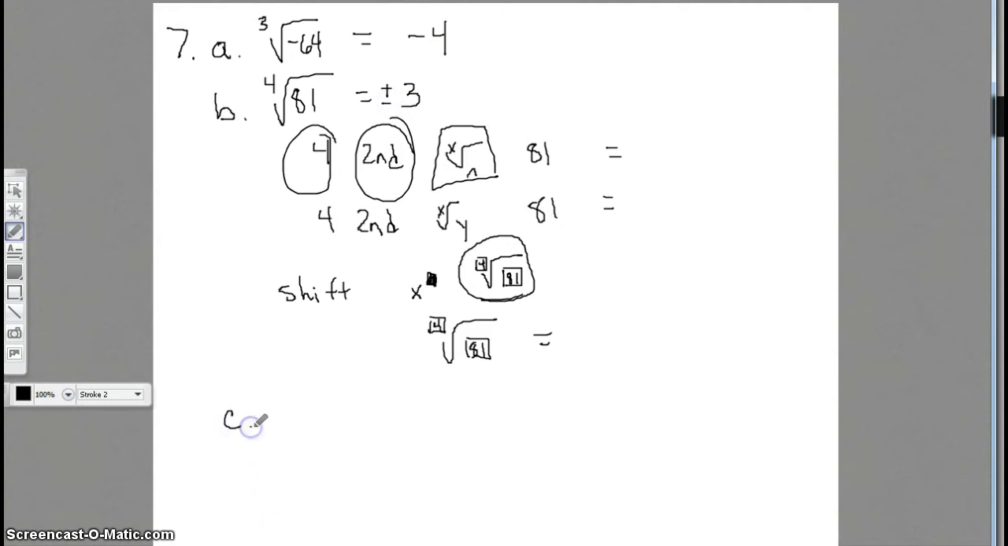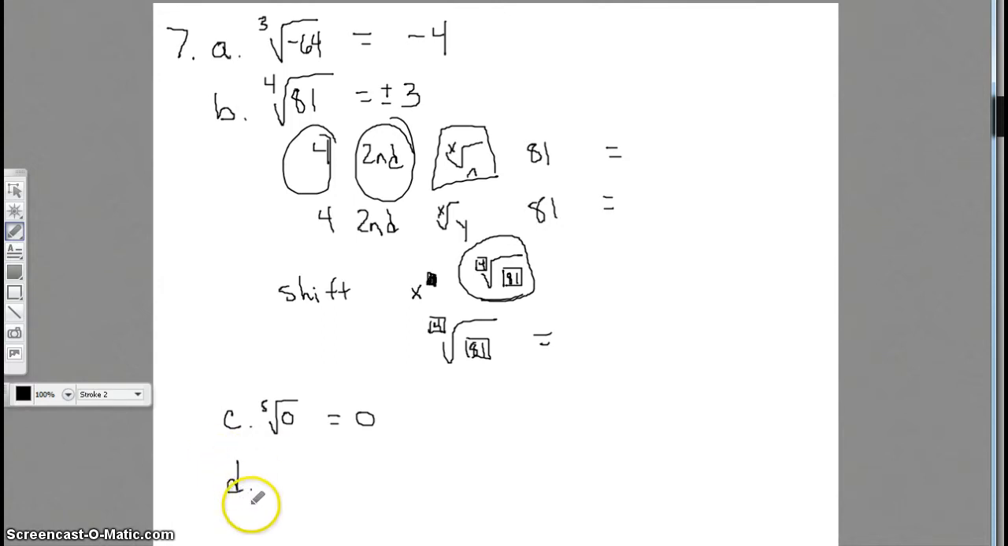Okay, number 7, part C, is the fifth root of 0. So this is what we're trying to get the answer of. Odd roots always only have one answer. That's going to be 0. In fact, even an even root of 0 would still be 0 because there's no such thing as positive or negative 0. 0 is neither positive nor negative.